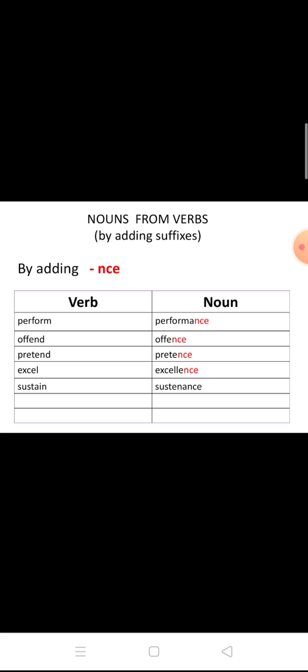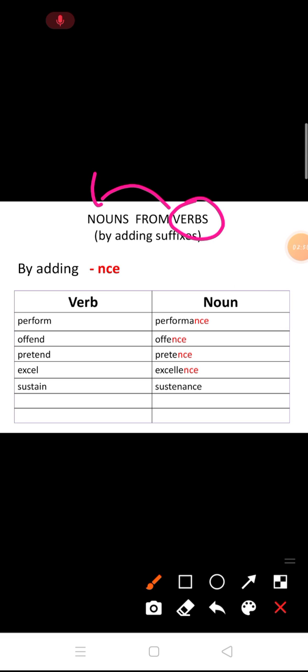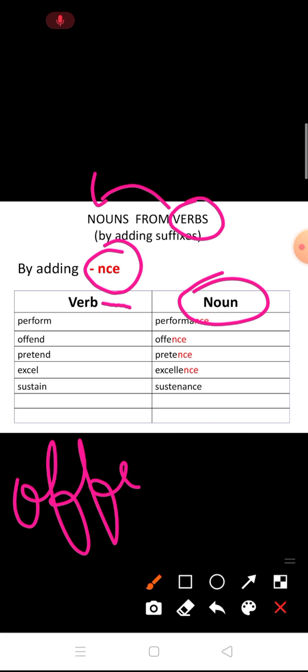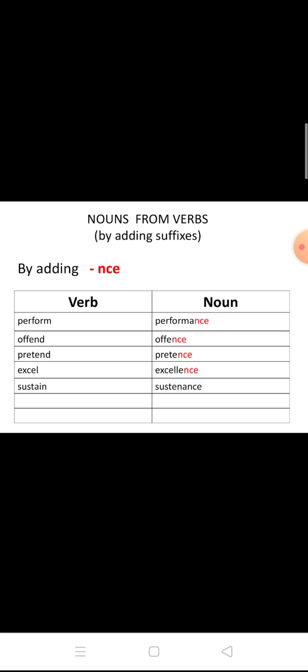Today we are going to learn how from a verb we are going to get a noun. That is, we have a verb with us and by adding a suffix to it, we are going to get a noun. Like the word perform, and if we add NCE to it, it will become performance. We have offend. If we add NCE to it, it will become offense. In the same way, pretend will become pretense. Excel will become excellence. Sustain will become sustenance.